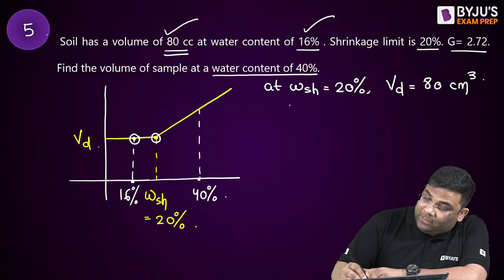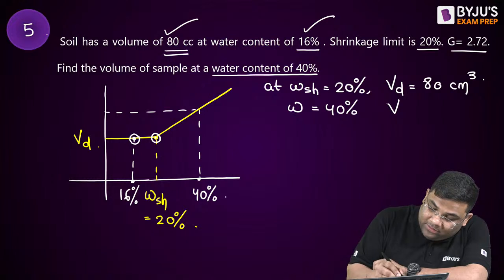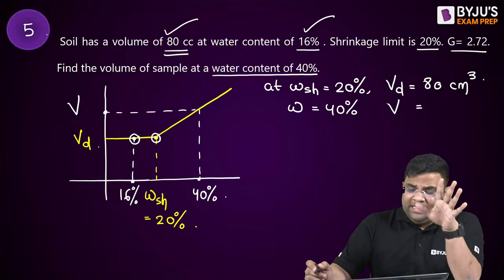Now, we have to find out what? At water content equal to 40%, what is the volume? So this corresponding volume we have to find out. Suppose this is V. How much volume do we get? How to find out? Very easy.